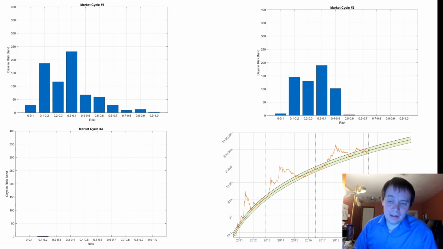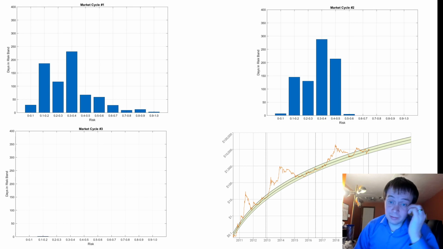So I think it's interesting because it just goes to show you that if you were taking profits at, say, the 0.4 risk band, and then buying back in whenever it dropped to the 0.3 risk band, you would have had several opportunities to take advantage of this during the second market cycle, disregarding obviously the short-term tax implications or short-term capital gains tax.